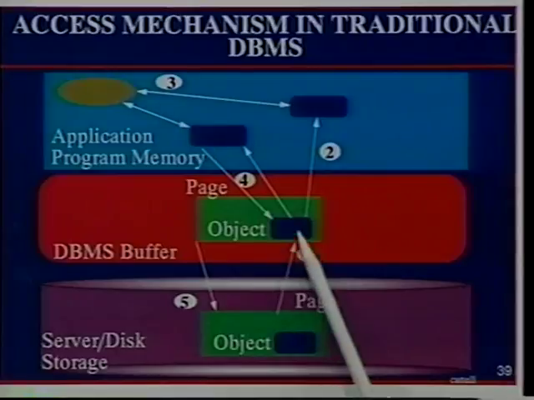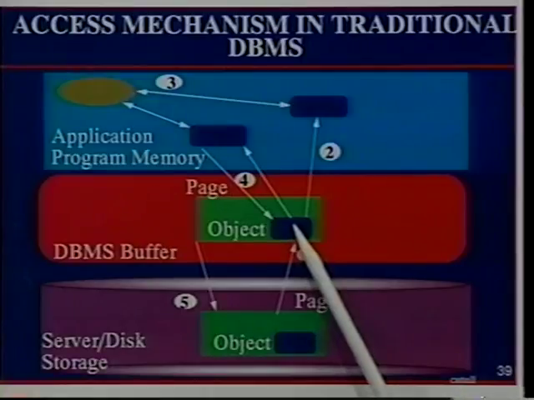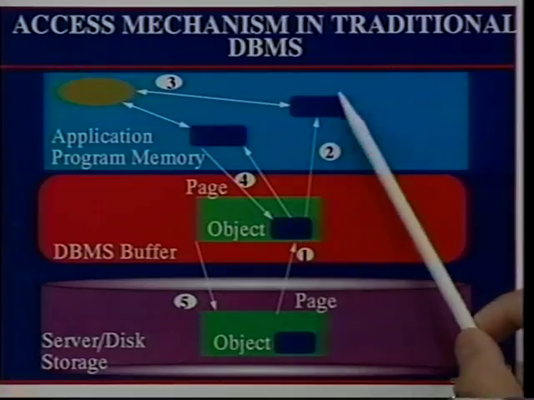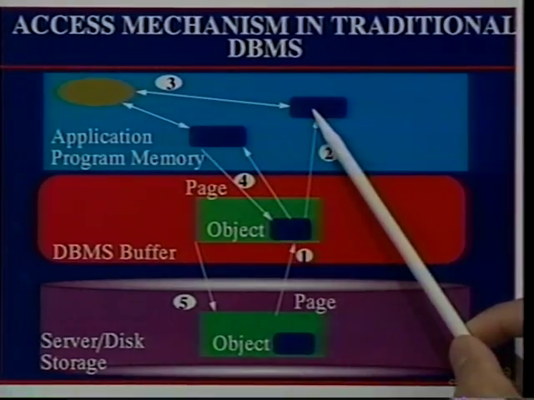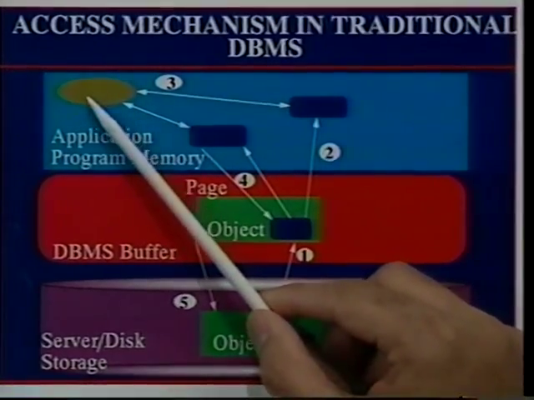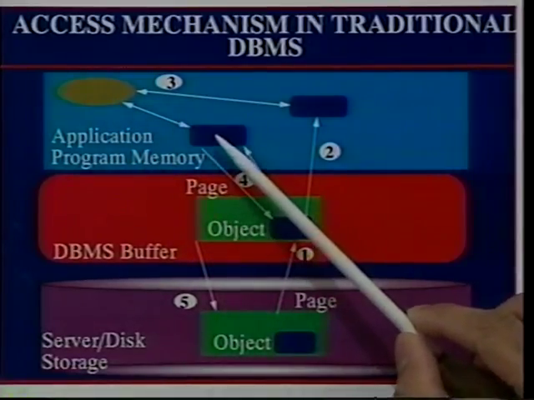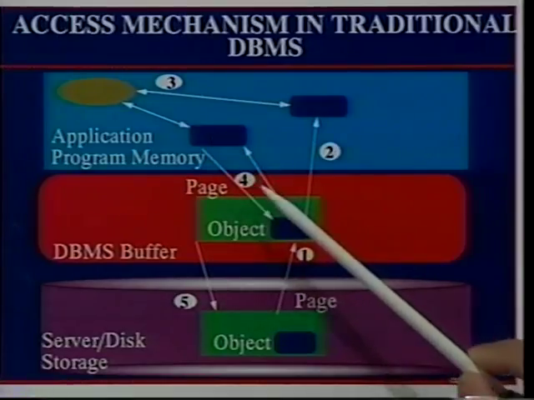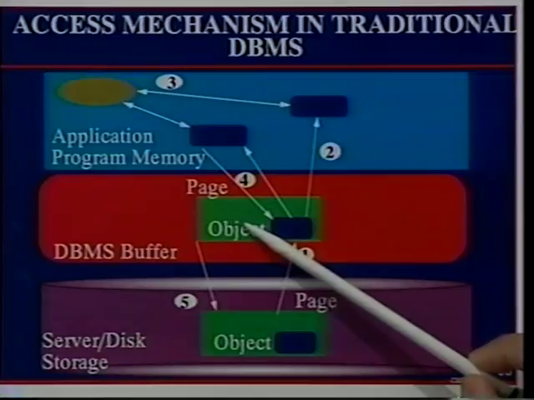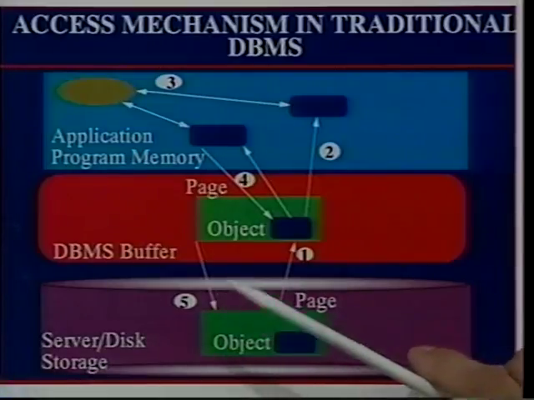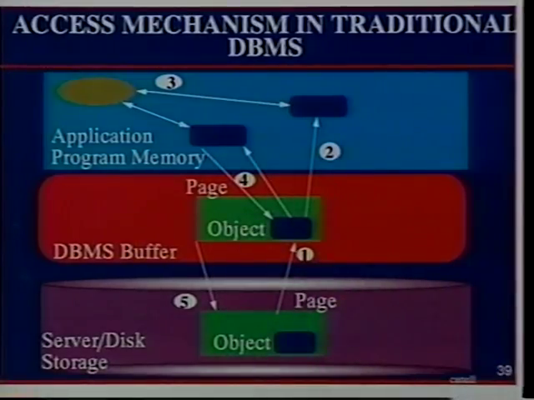So, I get the appropriate page in there, and the representation here is different from the representation I use in the application program, and this particular object is now translated. The data structure of this object is translated into the data structure of the application program, and it is used by the application program. After this is done, it is translated back into the buffer pool. So there is a translation process from the application program memory into the database management system buffer pool. And from here, I send it back to the server or disk storage. Now this is a little inefficient because there are a number of translations taking place.